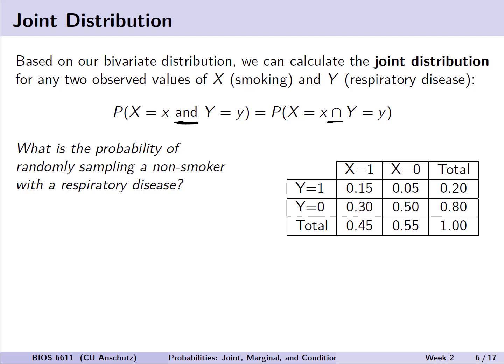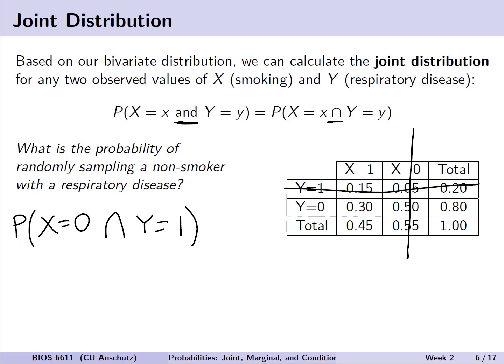Now that you've maybe had a chance to look at the table and make a guess at what that probability might be, we can first write it out formally in our notation. The probability someone's a non-smoker would be x equals 0, based on smoking status being the random variable x, and also that someone has a respiratory disease. So if it's x equals 0 and y equals 1, we can look at the x equals 0 column and the y equals 1 row, and we see that it's equal to 0.05.